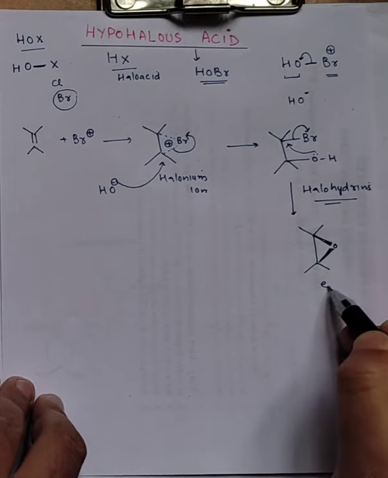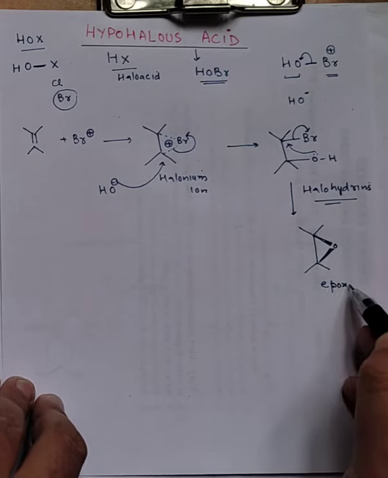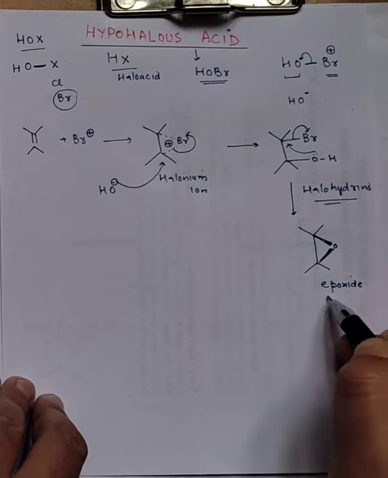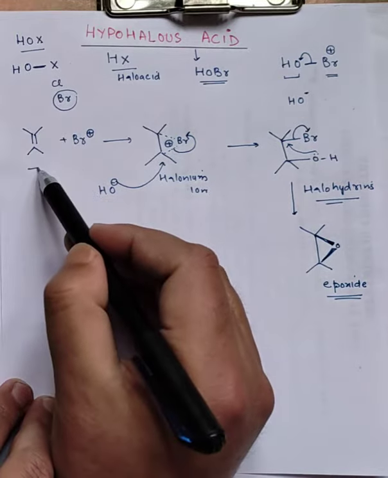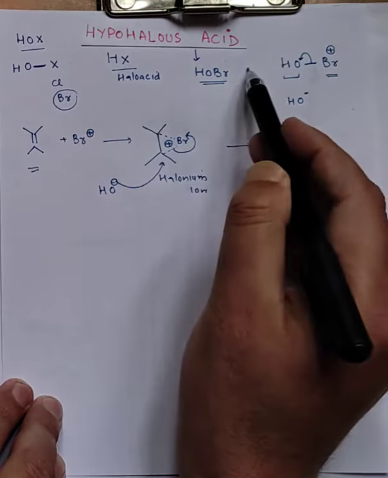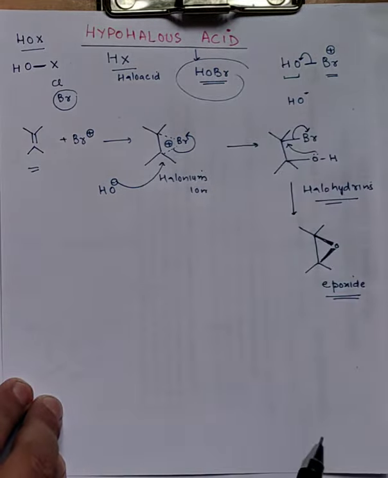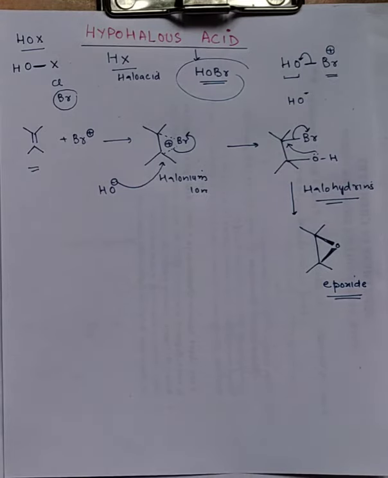So this is basically very very important, that we can also form the epoxides by treating alkenes with hypohalous acid. ठीक है? Hypobromic acid. So treatment of alkenes with the hypohalous acid can give you halohydrins, and from that halohydrin you can also get the epoxides.